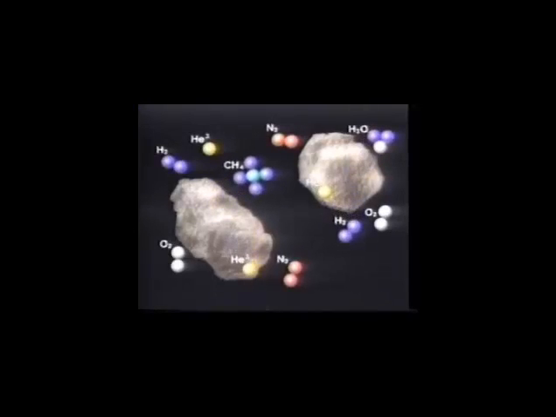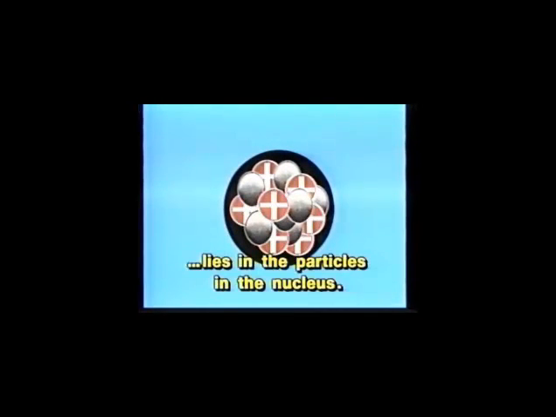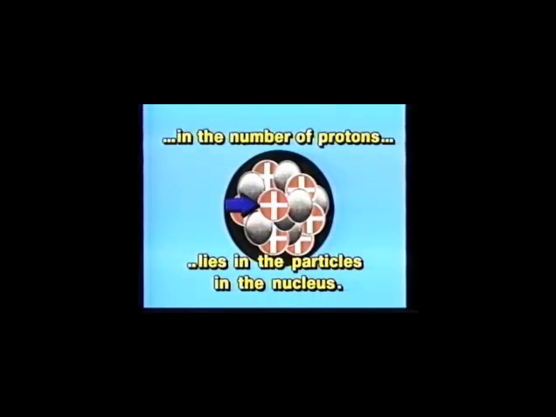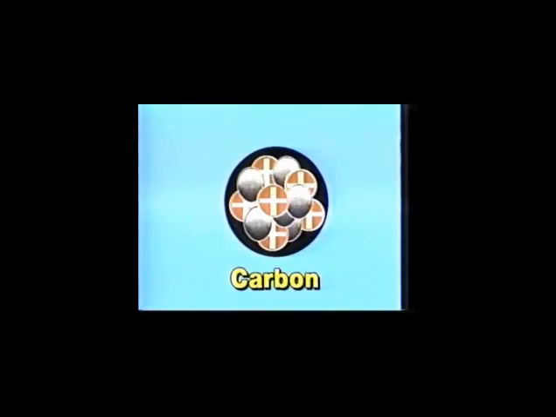We know that atoms are different depending on the elements they're part of, and that all protons are identical, as are all neutrons. Considering these facts, then, what do you think distinguishes one atom from another? The distinguishing factor lies in the particles in a nucleus, or more specifically, in the number of protons that exist in the nucleus. For instance, take the atom of carbon, which has 6 protons in its nucleus.